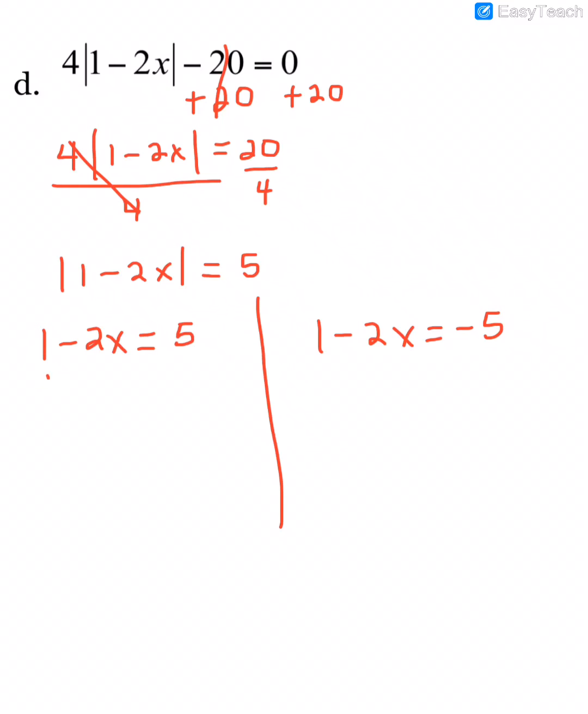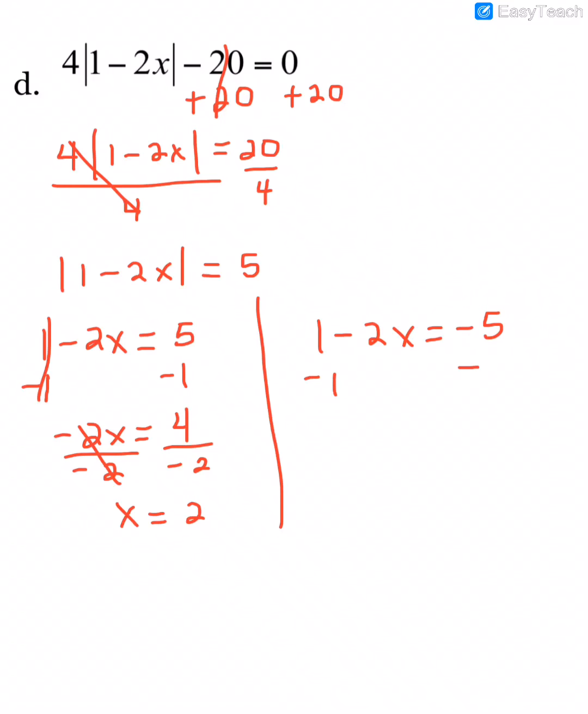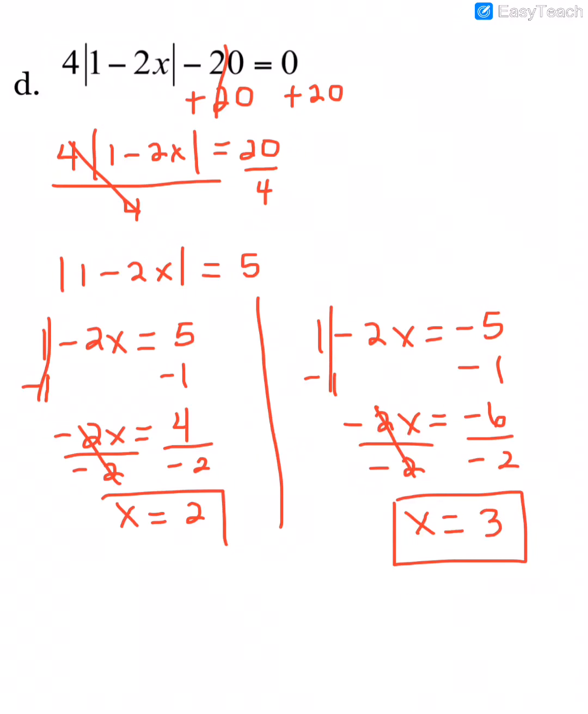And then solve. Okay, so I'm going to subtract 1 from both sides and divide by negative 2. And then on the other side, I'm going to subtract 1, divide by negative 2, and I get x equals 3. So those are my two solutions.